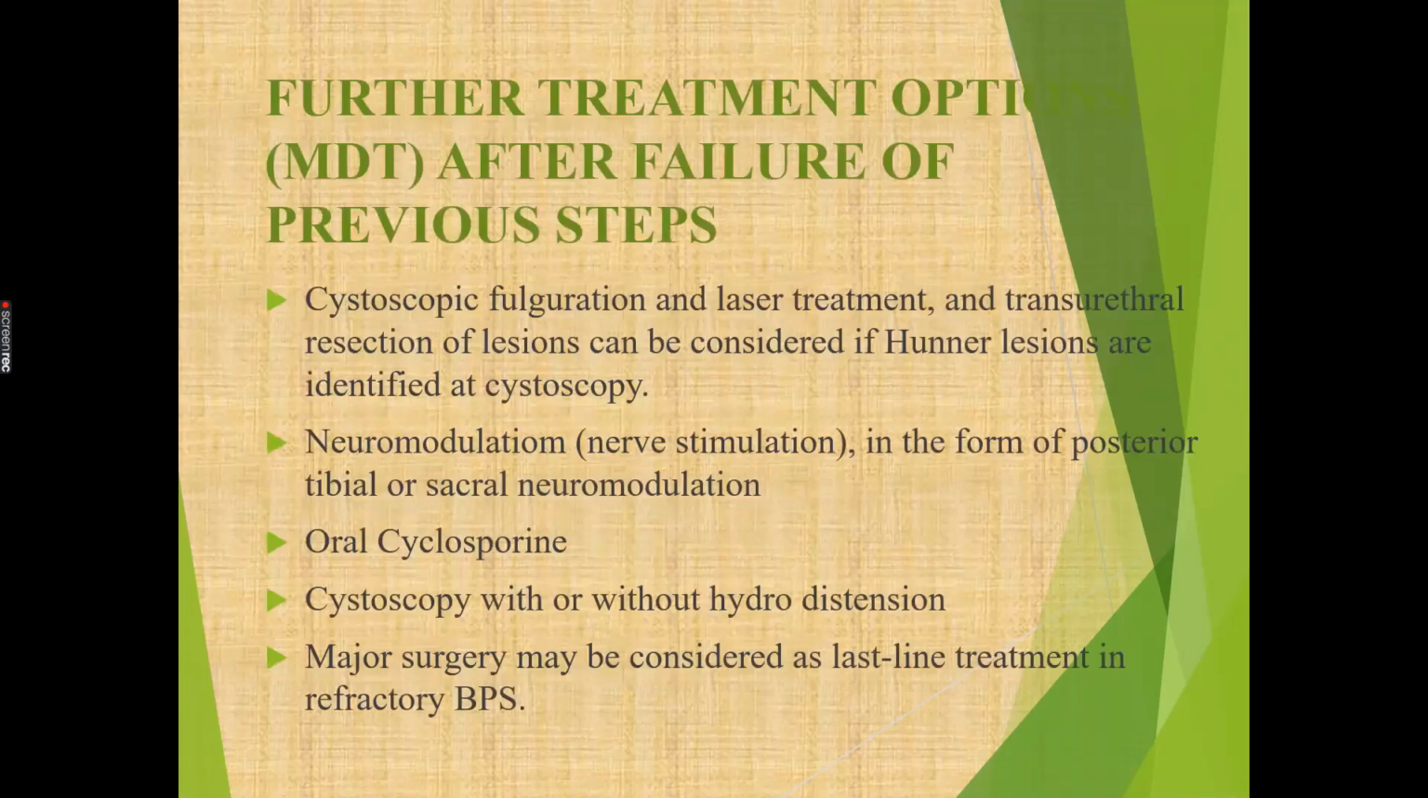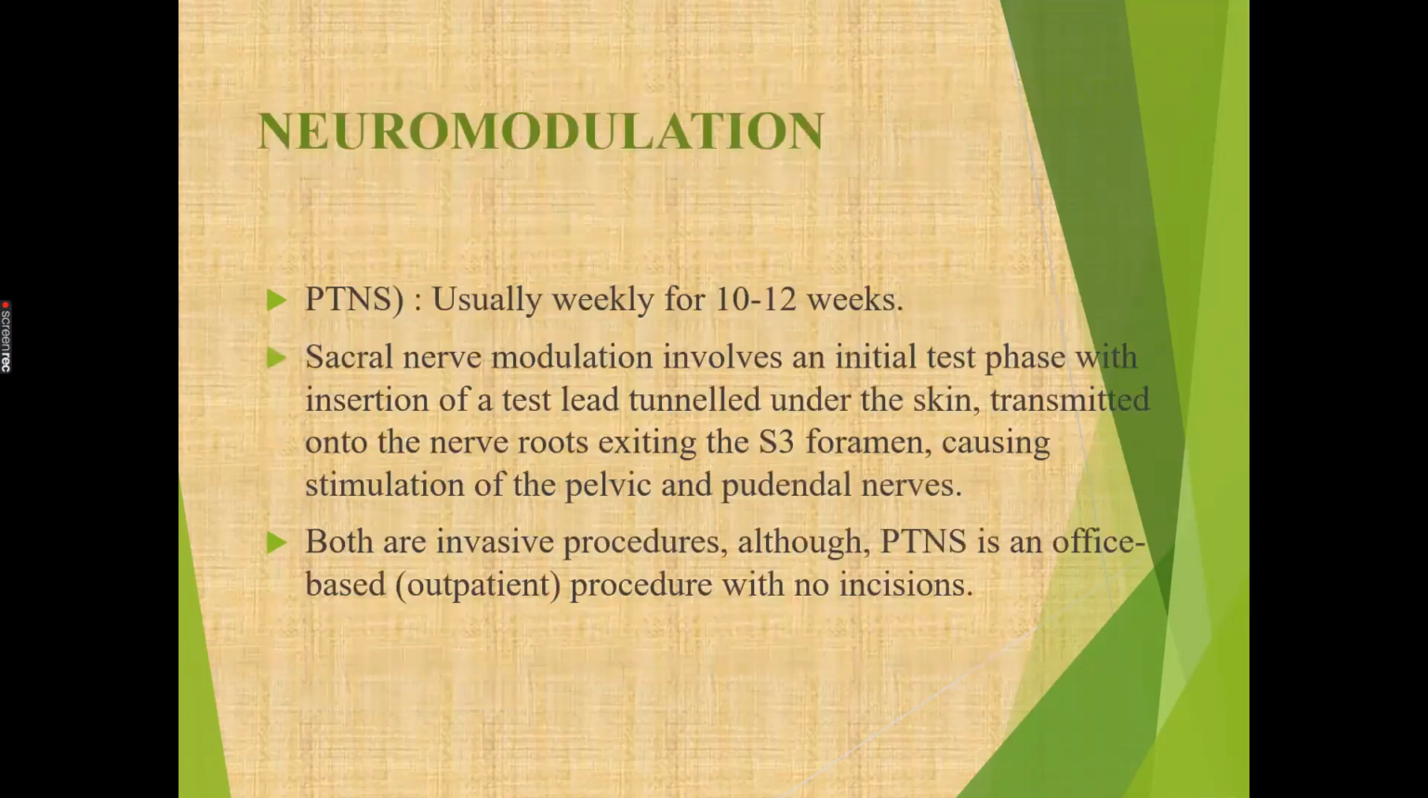So further treatment by the MDT after the failure of the previous steps: cystoscopy, fulguration, laser treatment, and transurethral resection of lesions can be considered if lesions are identified in cystoscopy. Neuromodulation, which is nothing but nerve stimulation in the form of posterior tibial neuromodulation, oral cyclosporine, cystoscopy with hydrodistension, and laser surgery may be considered as a last-line treatment in refractory bladder pain syndrome.